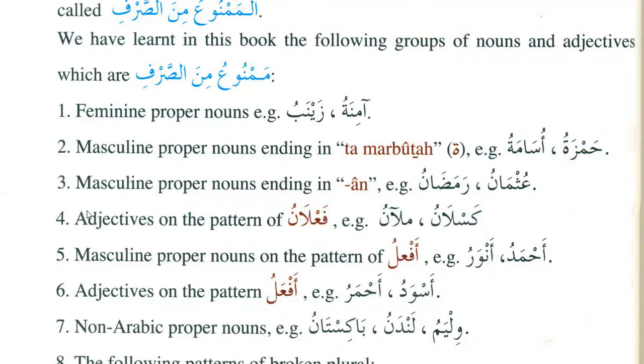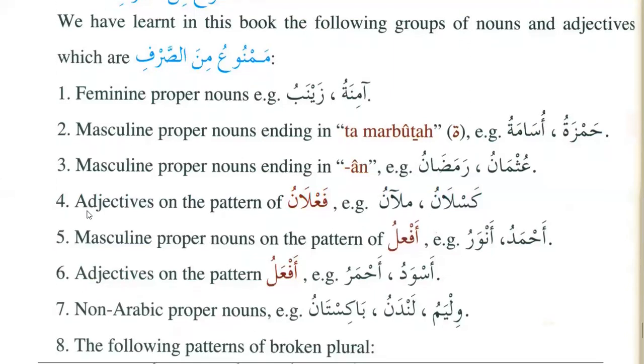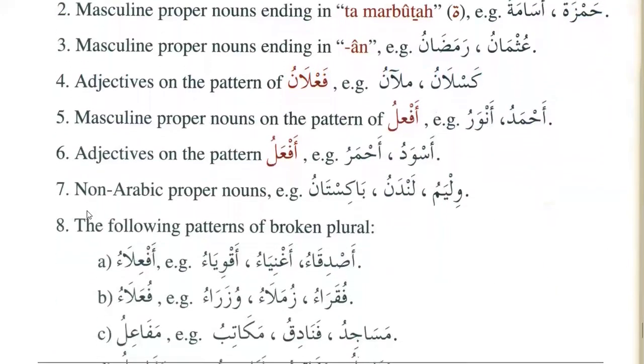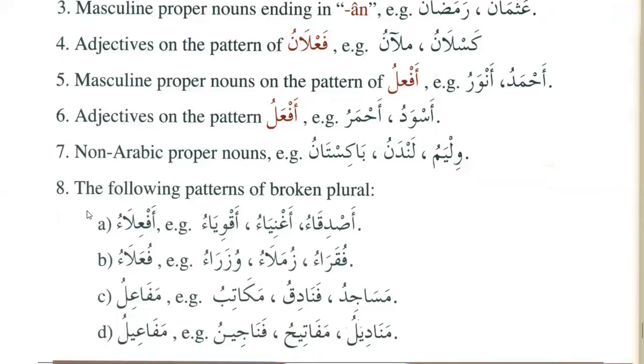Then adjectives on the pattern of fa'lanu. Example, kaslanu, ta'banu. Then masculine proper nouns on the pattern of af'alu. Example, Ahmadu, Anwaru. Sixth one, adjectives on the pattern of af'alu. Example, aswadu, ahmaru.